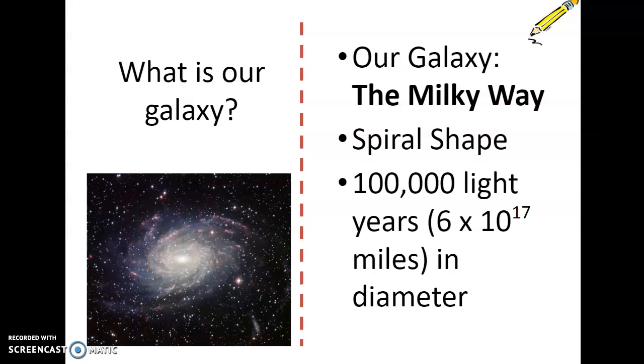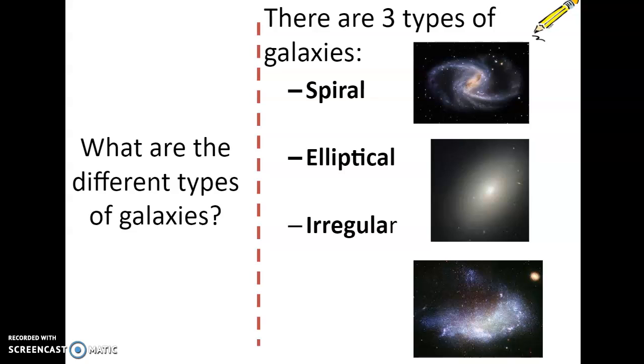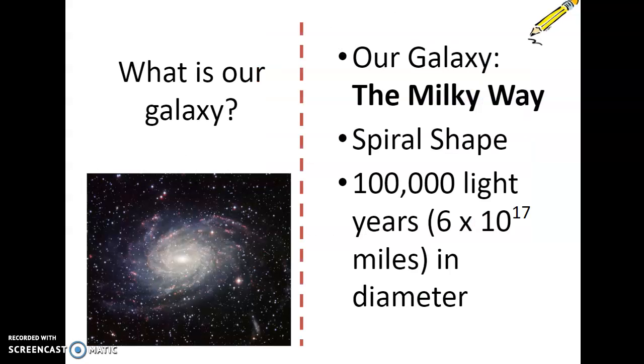So what is our galaxy called? Our galaxy is called the Milky Way. It is a spiral shape, so remember there are 3 types of galaxies: spiral, elliptical, and irregular. And it is 100,000 light years in diameter.